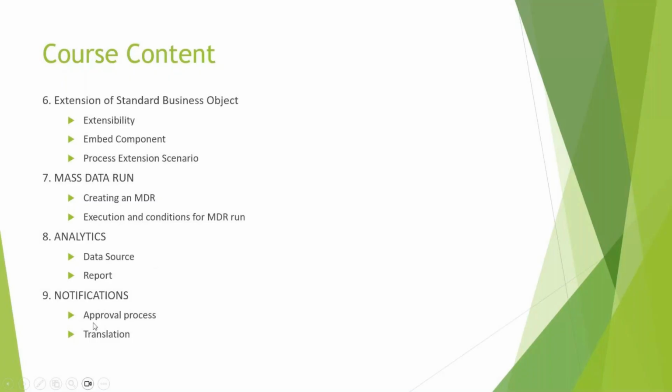And coming to the notification, the approval process and then the translation. The approval process, for the standard we can configure it in the UI itself. For any custom view, let's say we want to show some notifications, we have to build it as custom. So those things we will cover here. Translation is nothing but translating the text into other languages, let's say from English to German and so on. Those things we will cover.